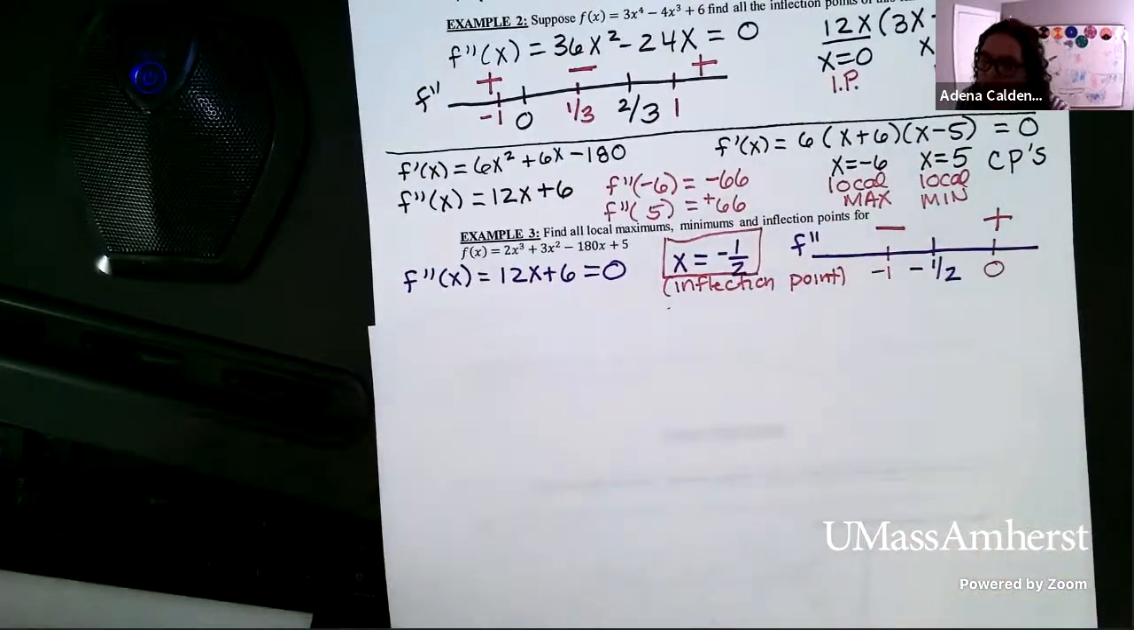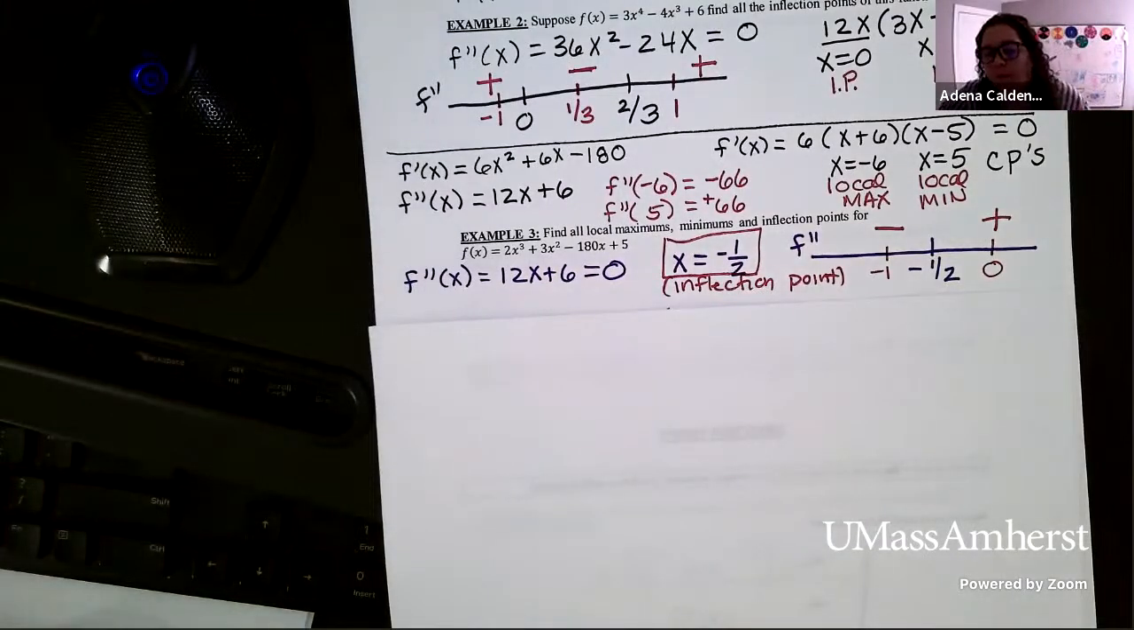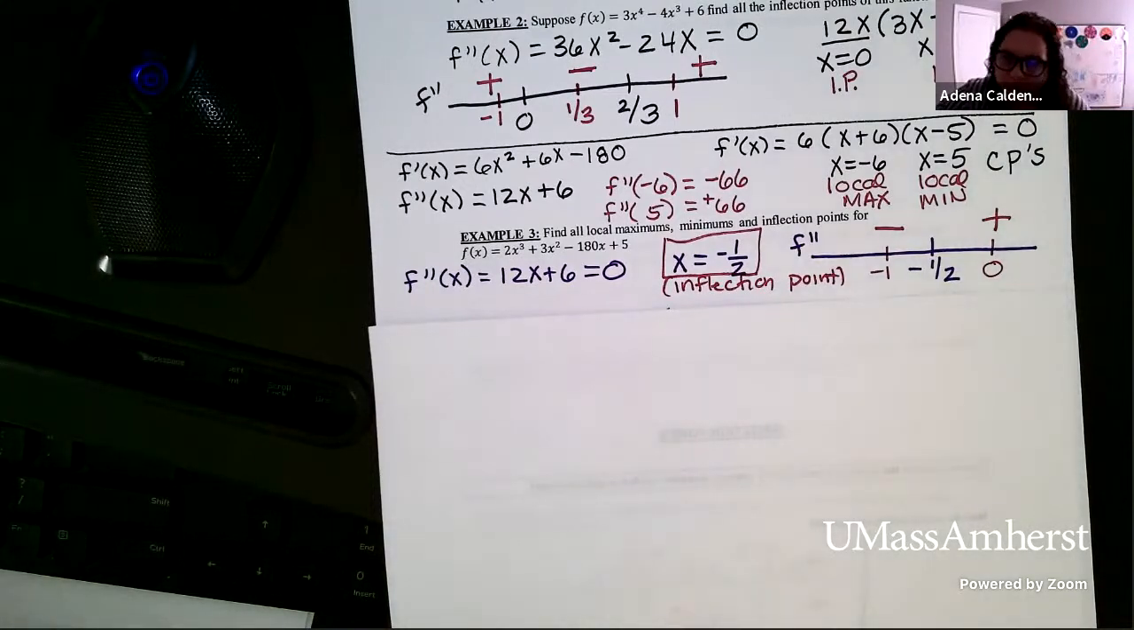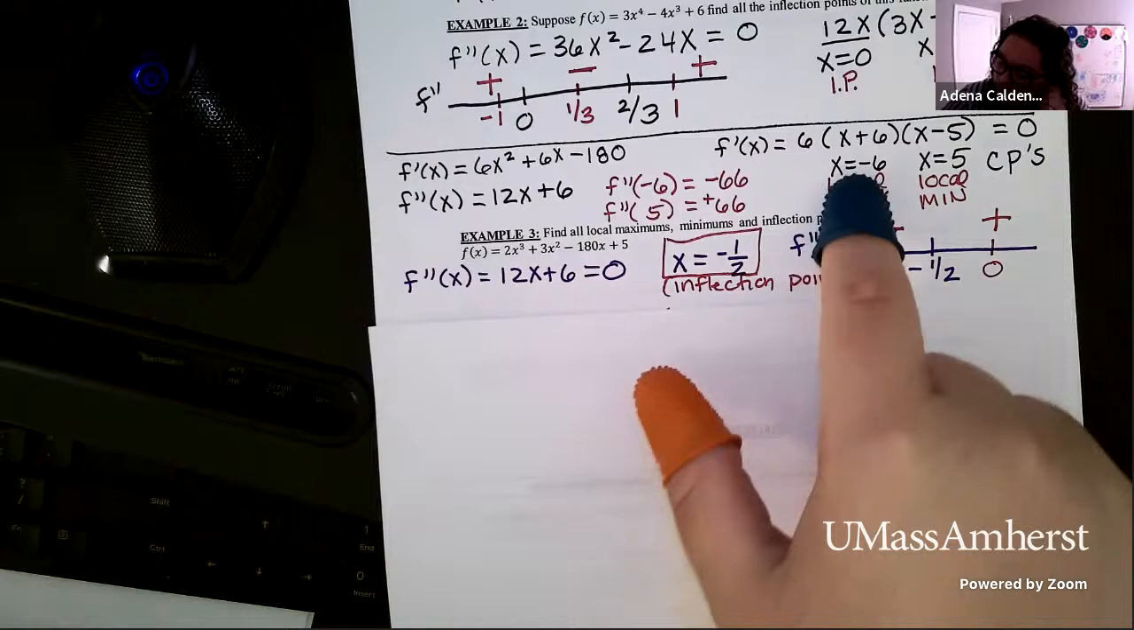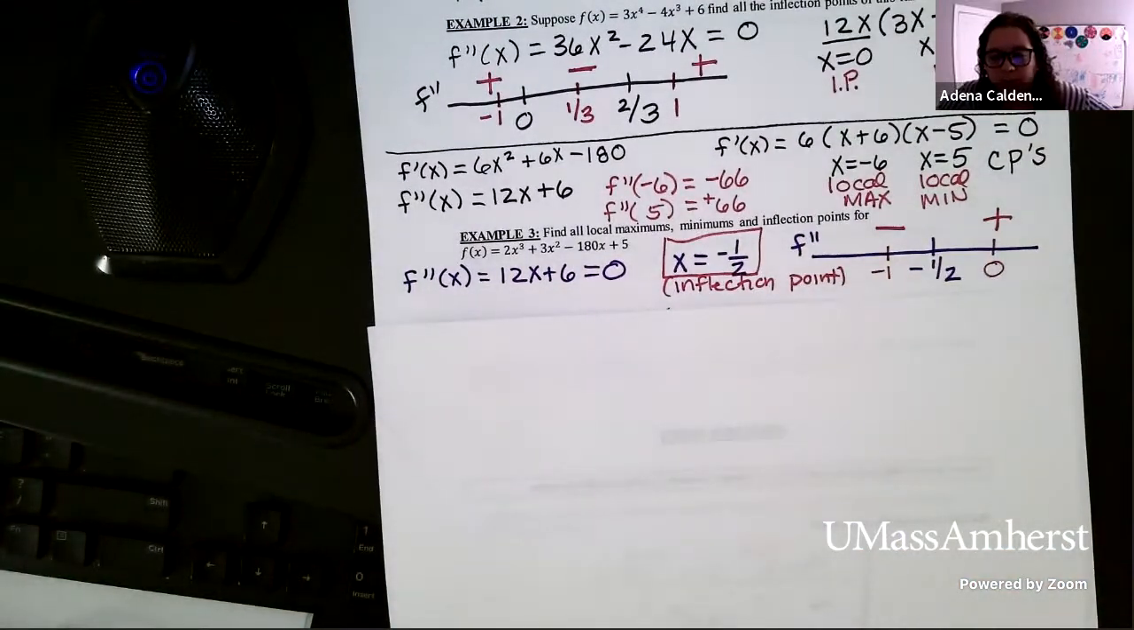On a mini quiz or a chapter quiz, if you have this particular problem, you'd be looking for an answer that said the function has a local max at x equals negative 6, a local minimum at x equals 5, and an inflection point at x equals negative 1/2, because those were the three things that we are finding. Those would be listed together in one answer.